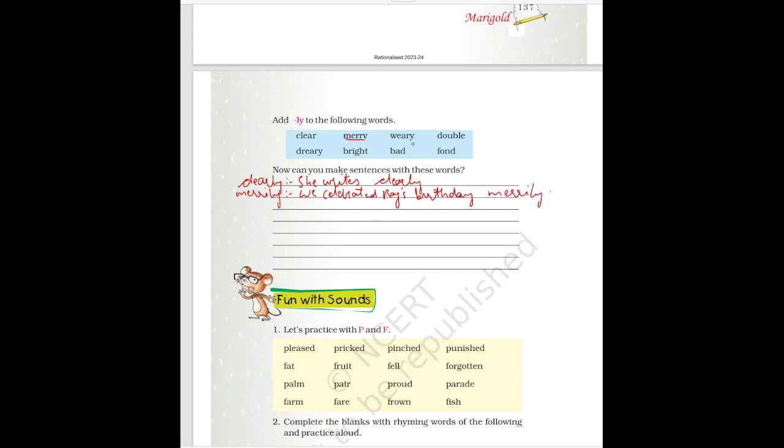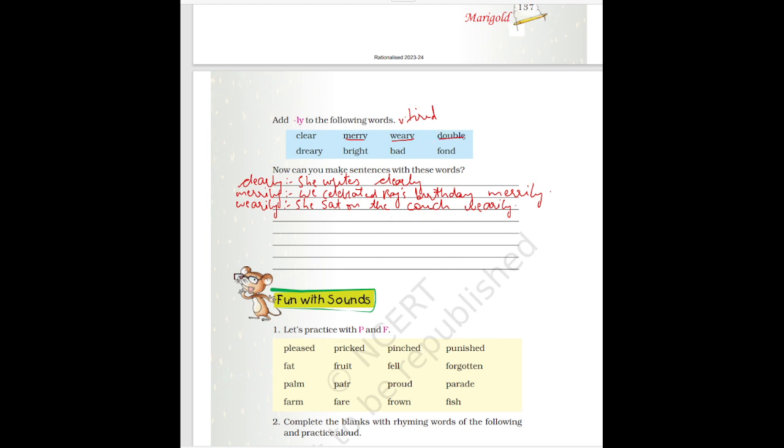M-E-R-R-I-L-Y. Then next is weary. Weary means very tired. So you can write W-E-A-R-I-L-Y. What sentence can you make? You can write, she sat on the couch wearily. W-E-A-R-I-L-Y means she sat on the couch very tiredly.